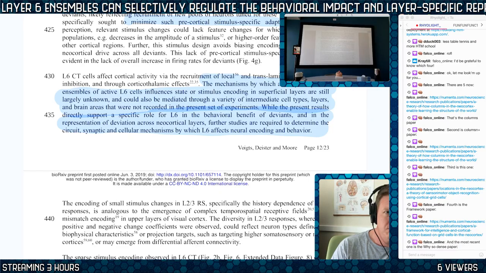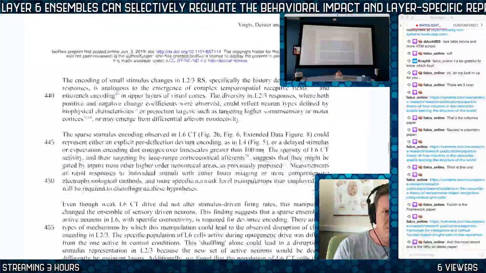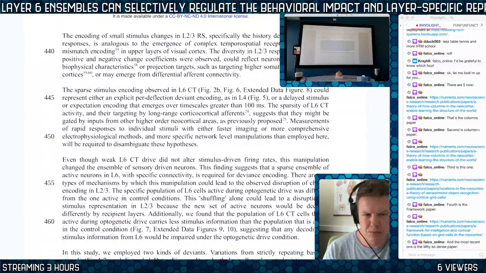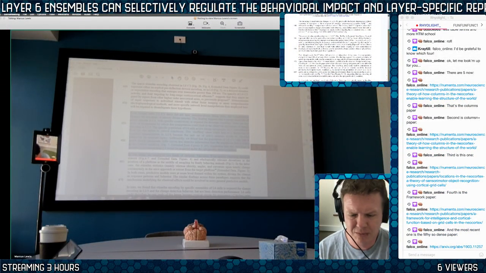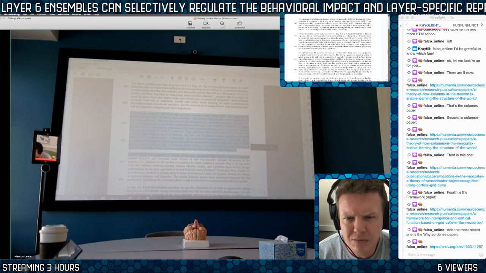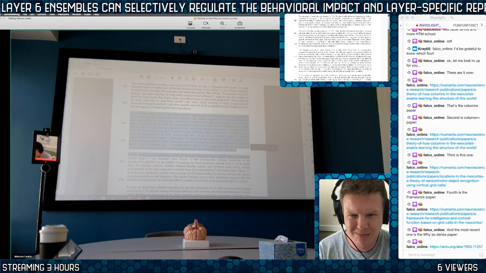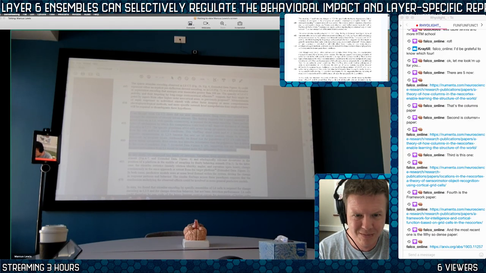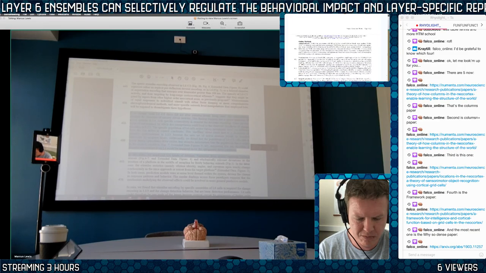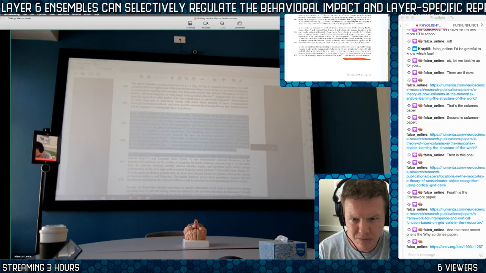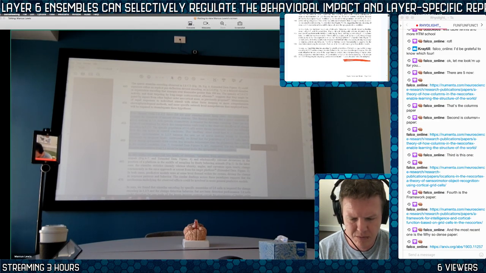They're focusing on deviance, which is really a weak part of the predictive models. And I highlighted this paragraph here. This is all in the discussion section. This finding suggests a sparse ensemble of active cells in layer 6 with specific connectivity is required for deviance encoding. So, okay, that's sort of along our lines too, right? There's a sparse population in layer 6 required for deviance encoding. We don't focus on that.